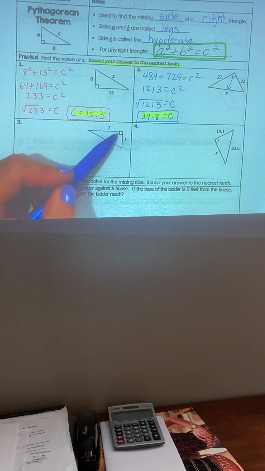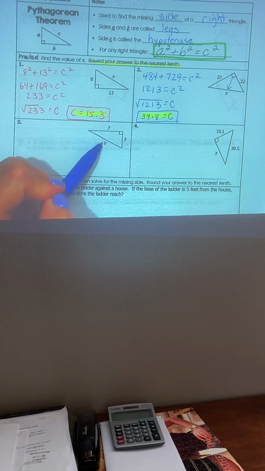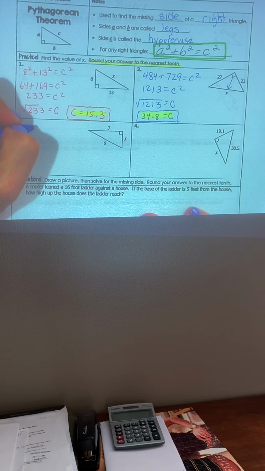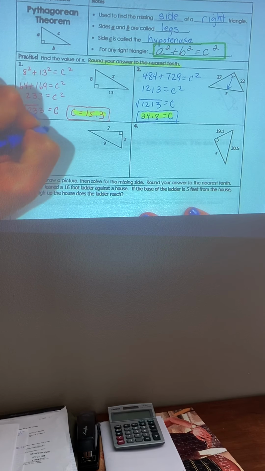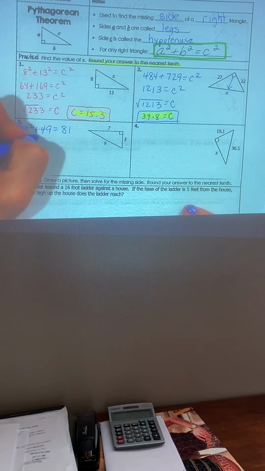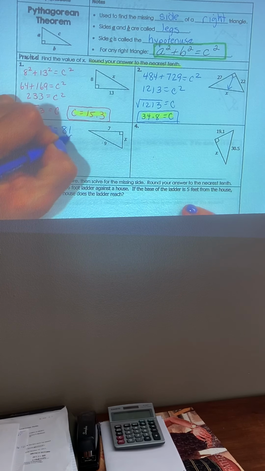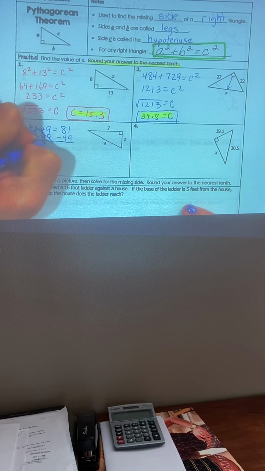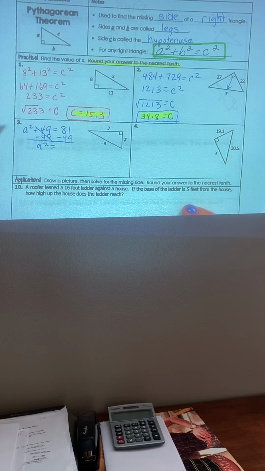Okay, here we know what we're missing, A. We know what B and C are, or we could say we're missing B, it doesn't really matter. So A squared plus 49 equals 81. That's how you have to set it up. That's the easiest way. You subtract 49. A squared equals 81 minus 49, which is 32.